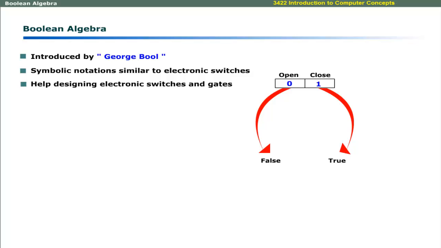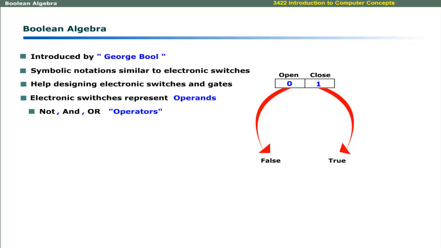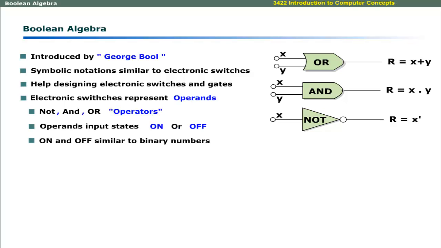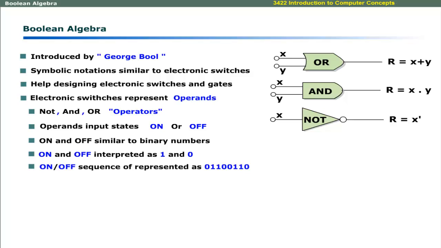The electronic switches are considered operands, not and or are operators. These are physically represented by logical gates. The operands take input in 2 states, that is, on or off. That is analogous to binary number system. The on-off state or sequence of on-off states are interpreted in binary number sequence.